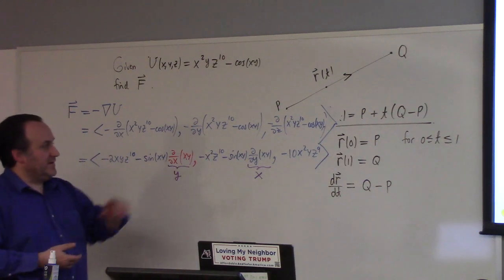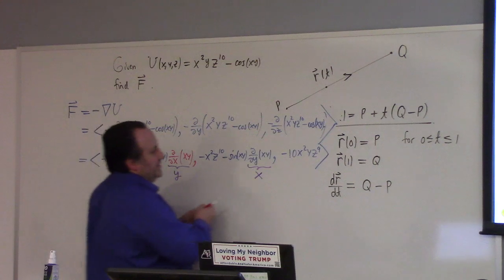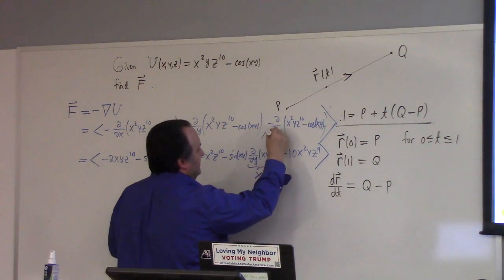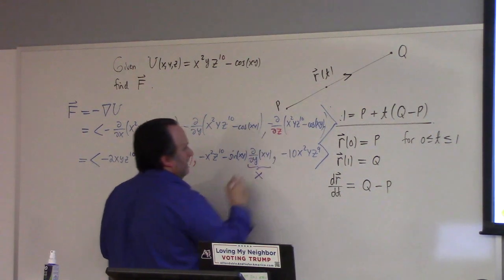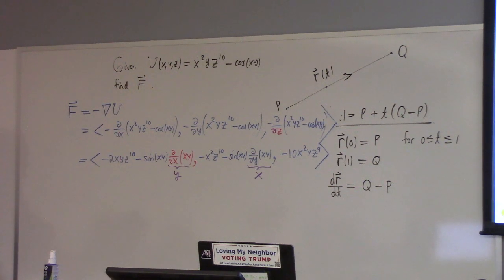Why did the cosine go away over there? So why is that, guys? There's no z in it, yeah. So the cosine term is constant with respect to z. No z dependence. So it differentiates to 0.